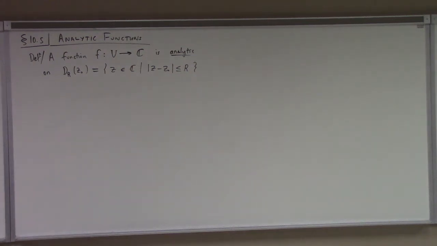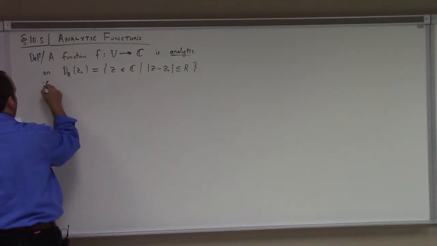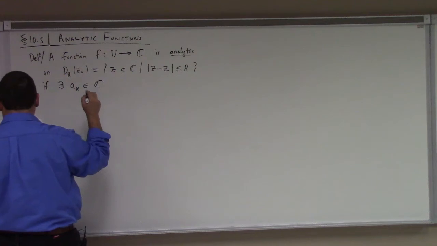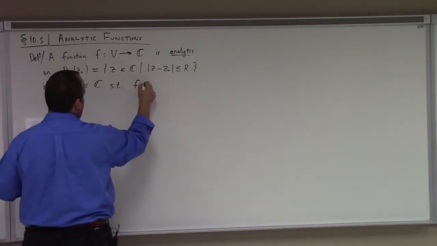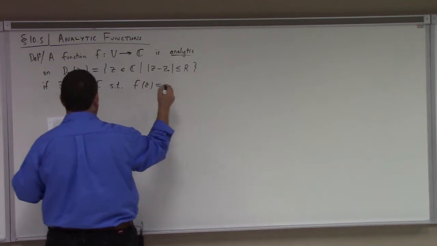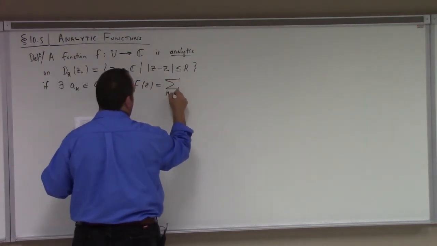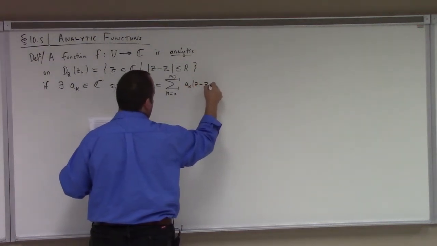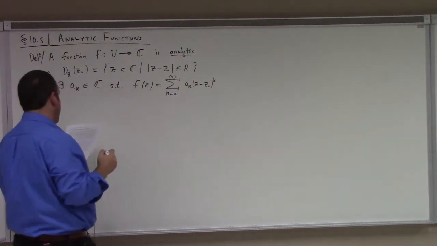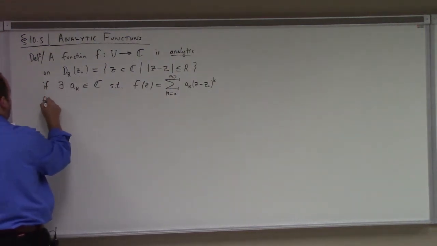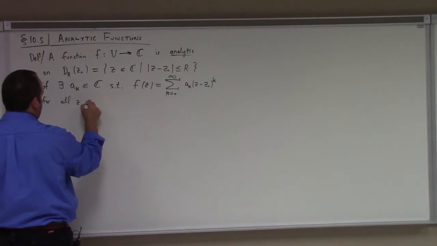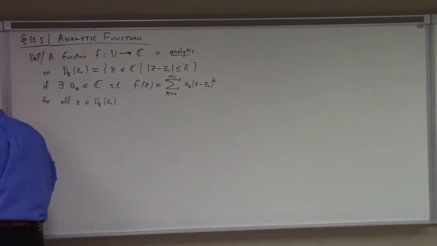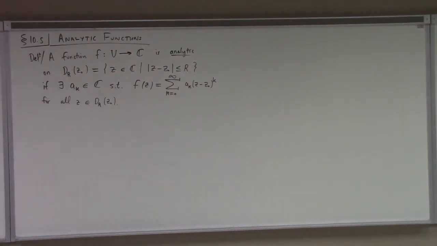If there exist coefficients a sub k in the complex numbers, such that f of z equals the sum from k equals 0 to infinity of a sub k times (z minus z naught) to the power k, for all z in the disk of radius r centered at z naught. So there you go. That is the definition of analytic function.